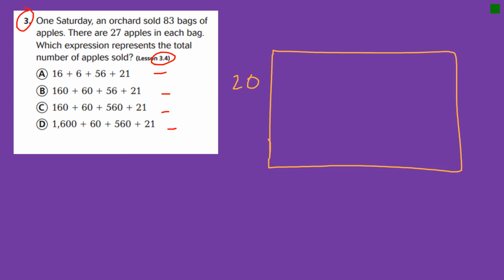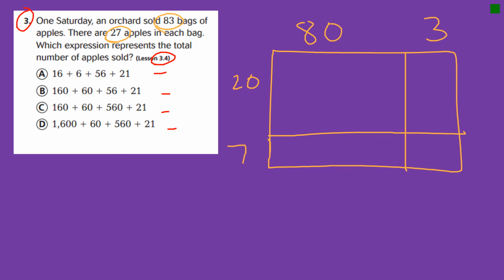So 27, 83. Do you see where I got those, boys and girls? 27 apples in each bag, 83 bags. So there are 83 bags of 27 apples. Okay, 83 groups of 27 apples. All right, so let's see here.